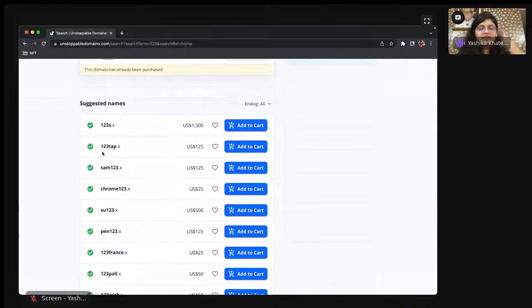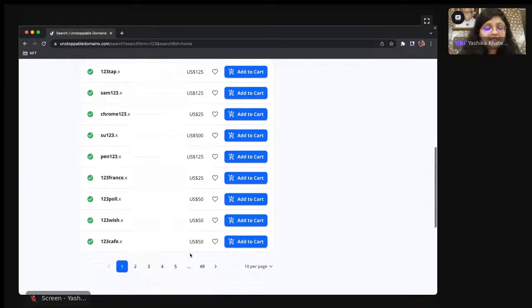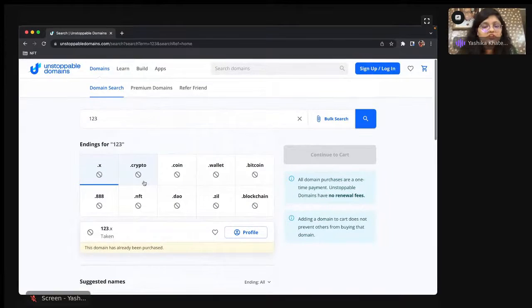Okay, so you see that there are different prices, and why these prices are different. So this one is a little bigger, Chrome123.x. So that's a little bigger. That's why $25 is okay. If you go for a little shorter, like Sam123.x, that's a little shorter, so it's $125. 123s.x is even smaller, so it is $1,500. So this is a plain difference for you to understand how the number of letters really matter here. And then .x domains are going to be costlier, and other domains are comparatively not that costly.